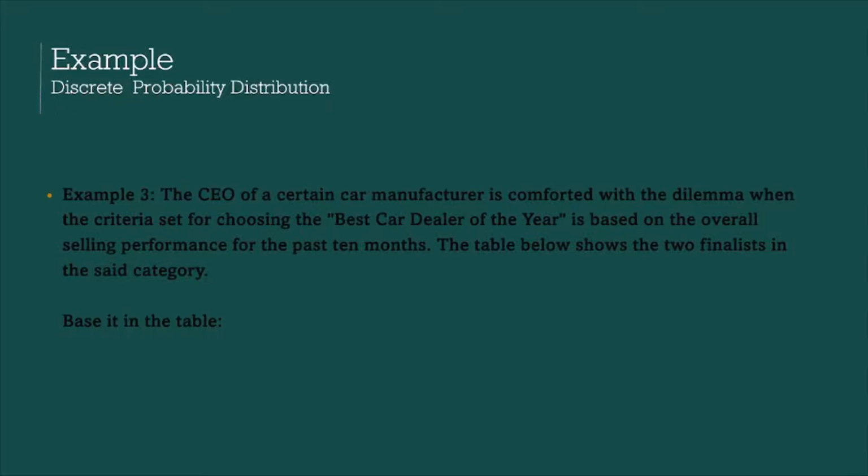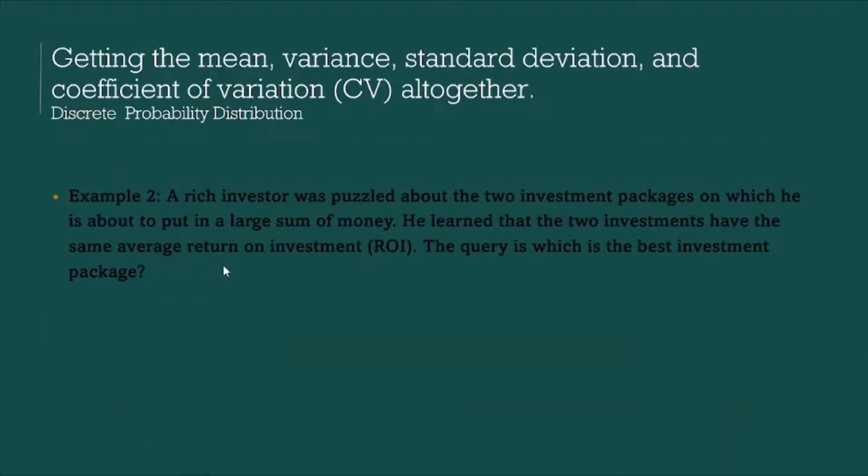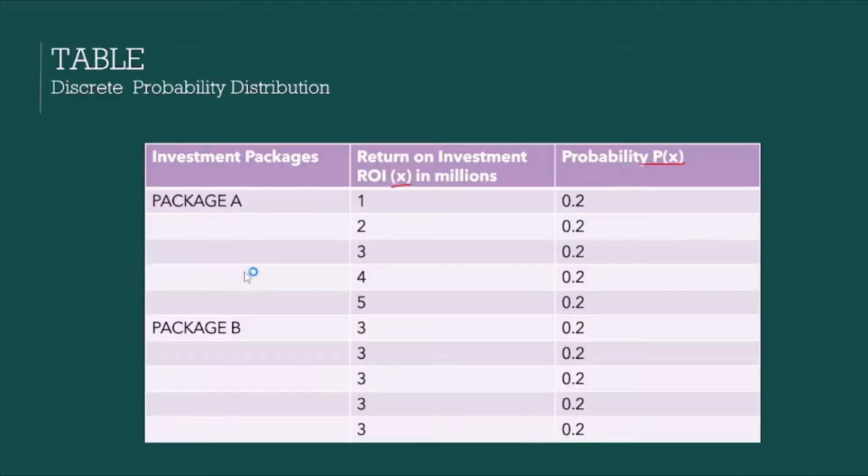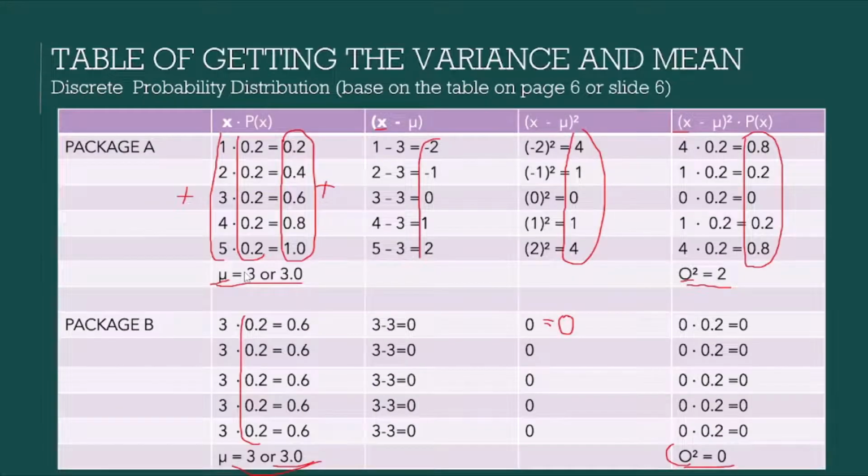We got the query: which is the best investment? Interpretation of results: the average return on investment, or ROI, is equal to 3 million for both packages. On the average, both are expected to deliver the same benefit to the investor. But the data are not the same when we look at the variance.